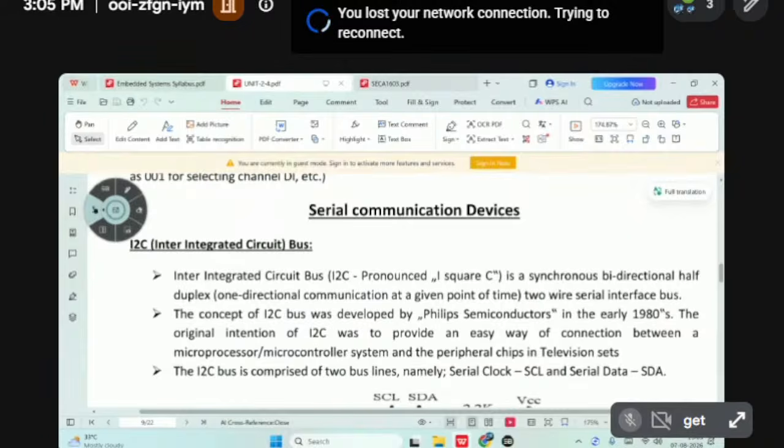Both persons cannot communicate with each other at a time. It's the concept of half duplex. Full duplex can communicate at a time, so it may be bidirectional.